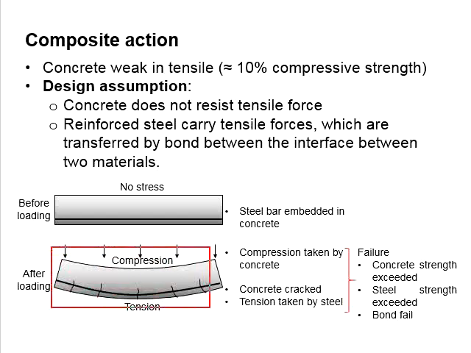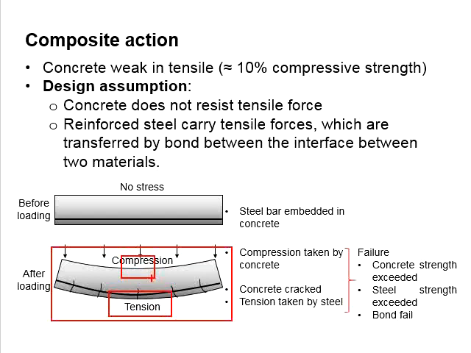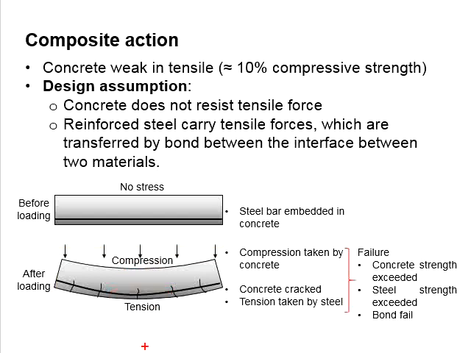The deformations cause the concrete to elongate at the bottom while shrinking at the top of the member. Due to the poor deformability limit of the concrete, it tends to crack and the tension is taken by the steel bars. As for the compressive part, the concrete will take all the compressive stress.